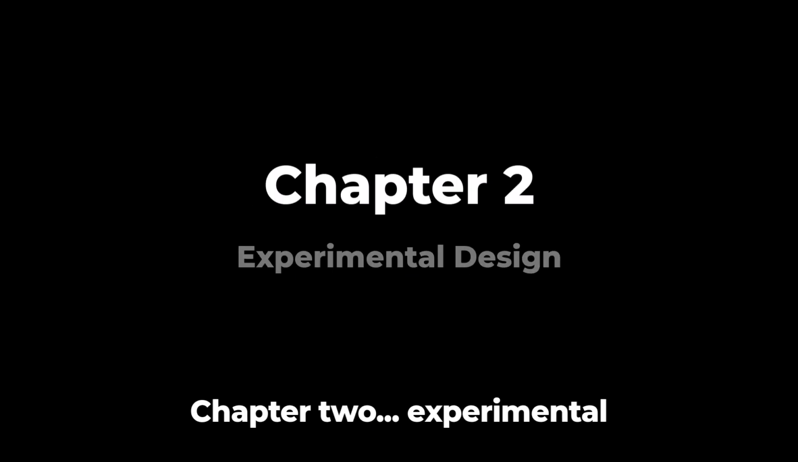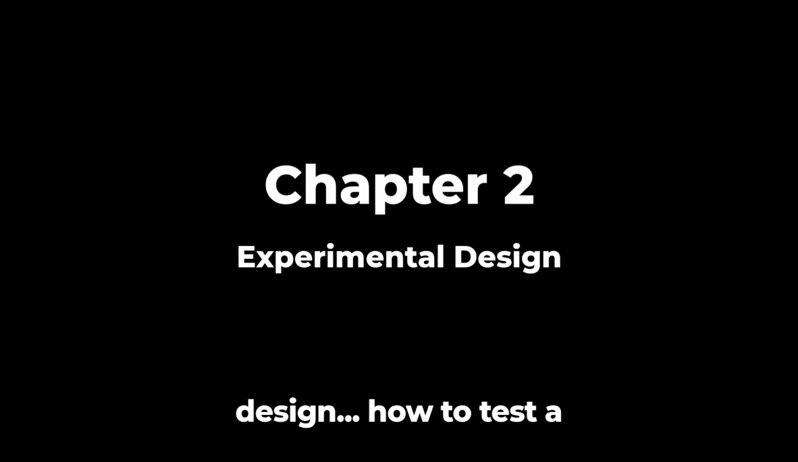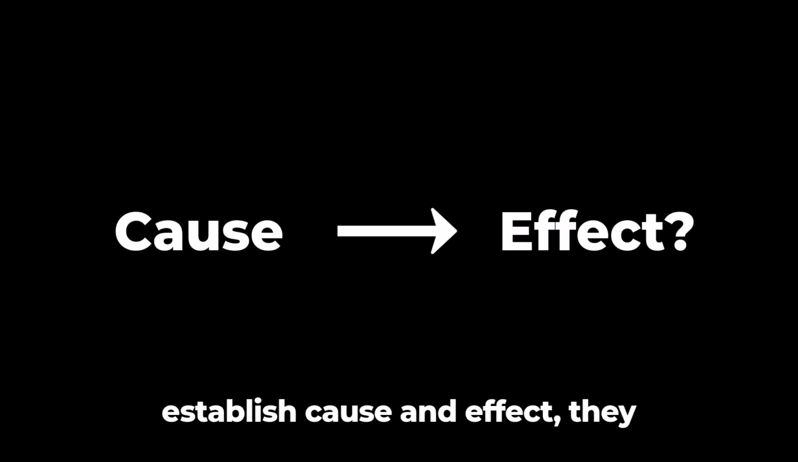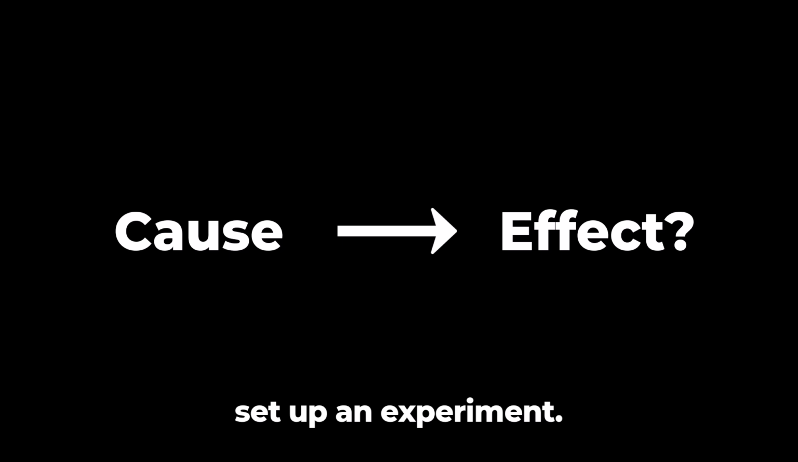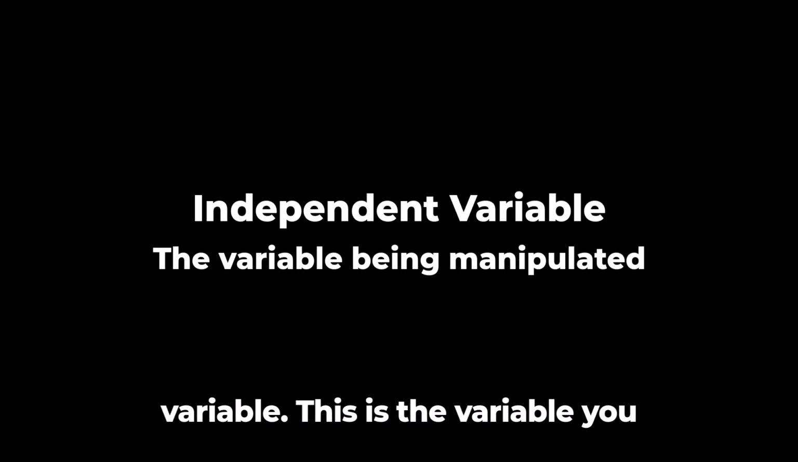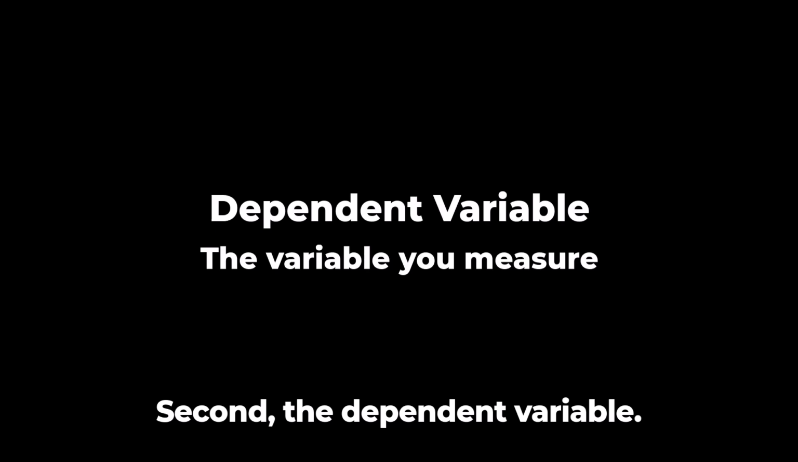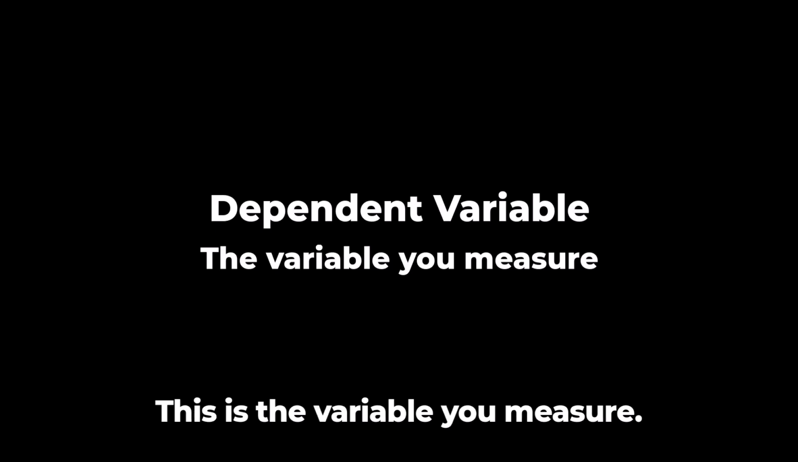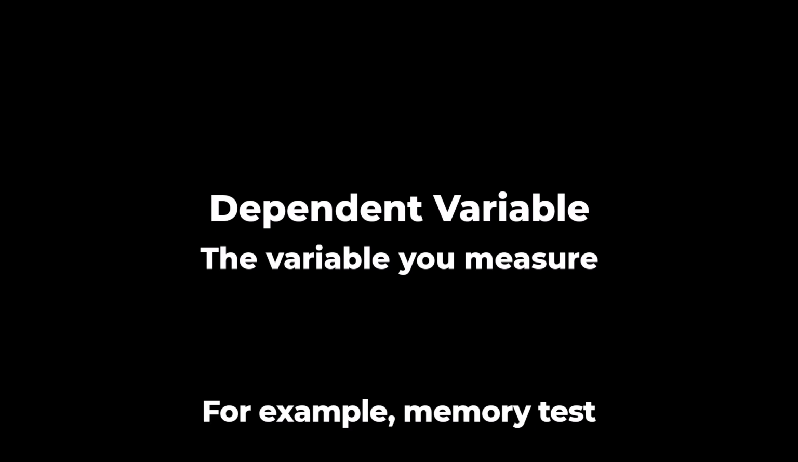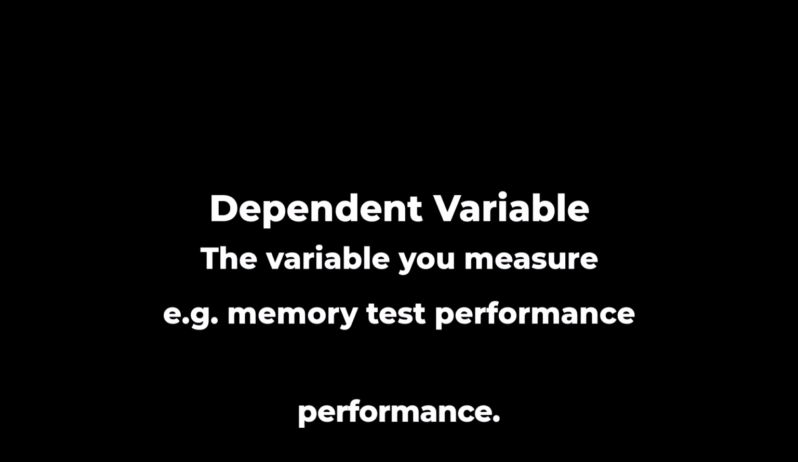Chapter 2. Experimental design. How to test a hypothesis. When researchers want to establish cause and effect, they set up an experiment. First of all, an independent variable. This is the variable you manipulate. Second, the dependent variable. This is the variable you measure. For example, memory test performance.